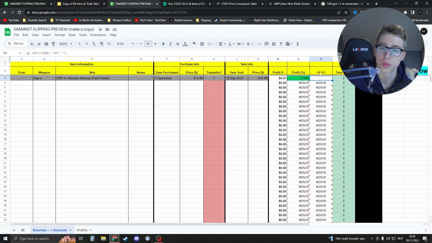Is it bigger than 5%, which is my goal, and the time to sell. If the time to sell is less than 10, then it's good. If it's higher than 10, then it's not good. So if this would be 20, you can see it would be white because it's not good.